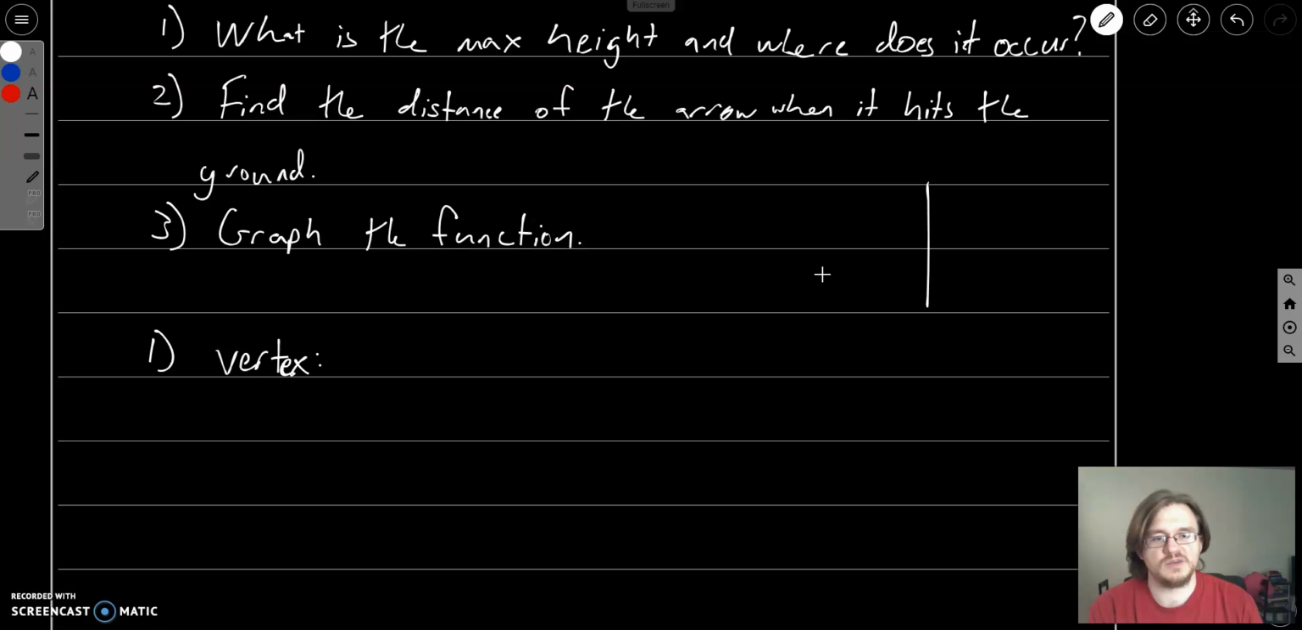So again, roughly, this will be higher. This will be fired from some height. It'll go up into the air, and then it'll come down. So what we want is going to be the vertex, the maximum height. So again, the x value for where this happens is going to be negative b over 2a.